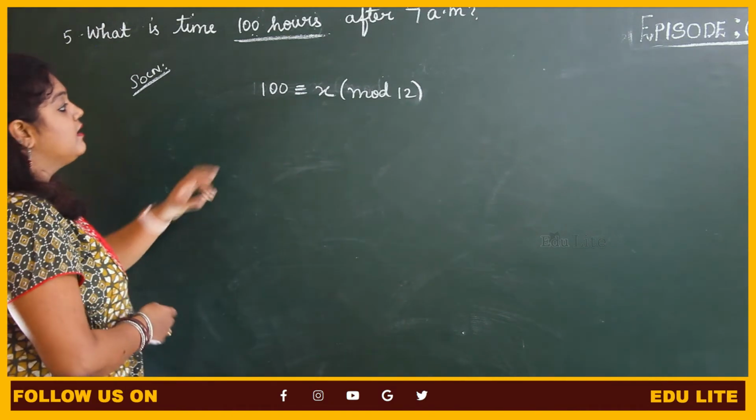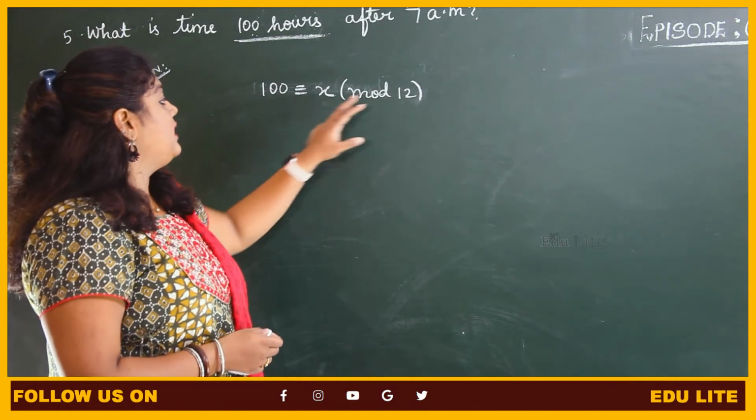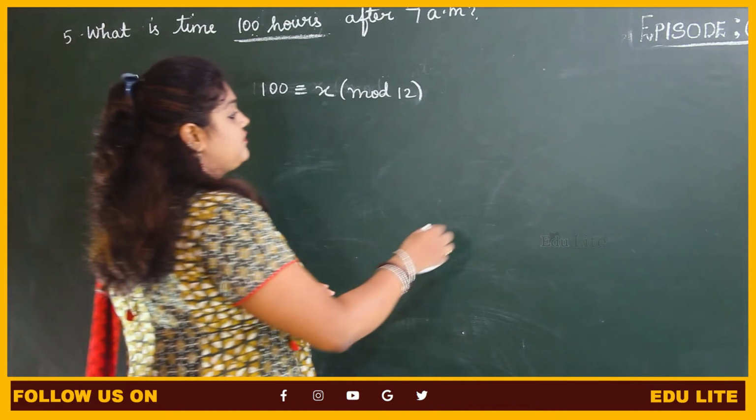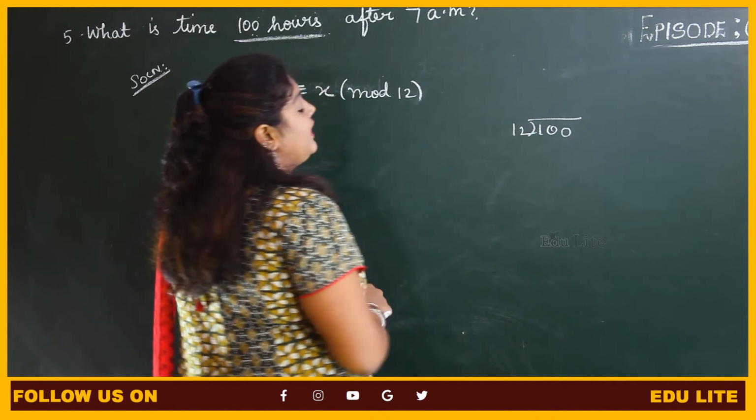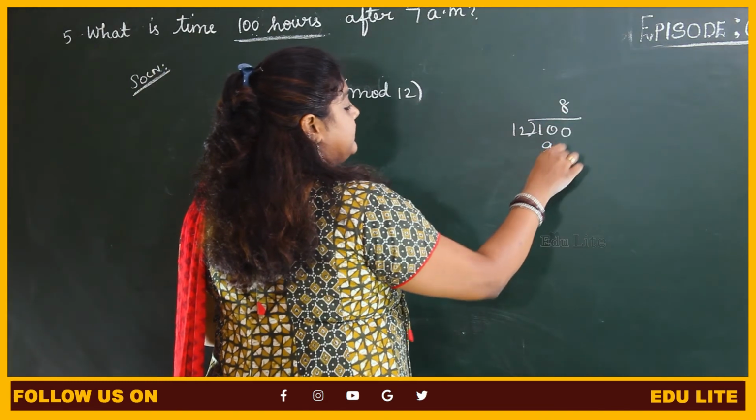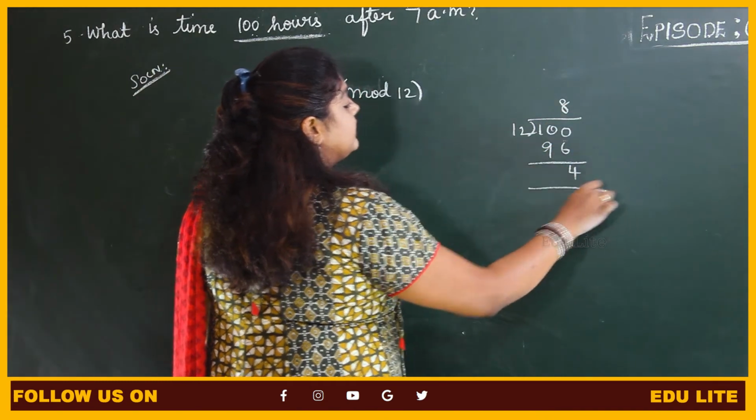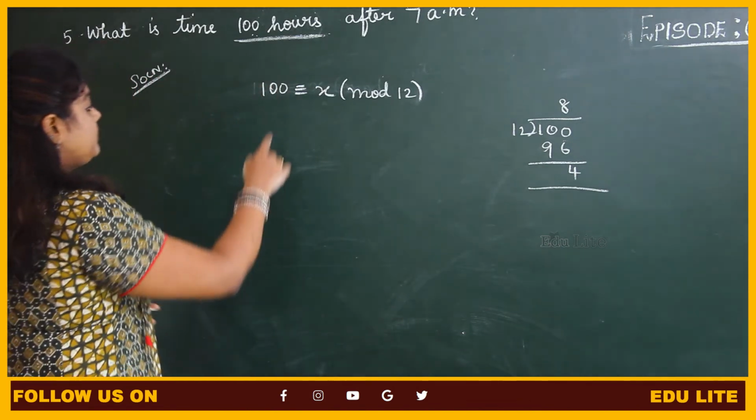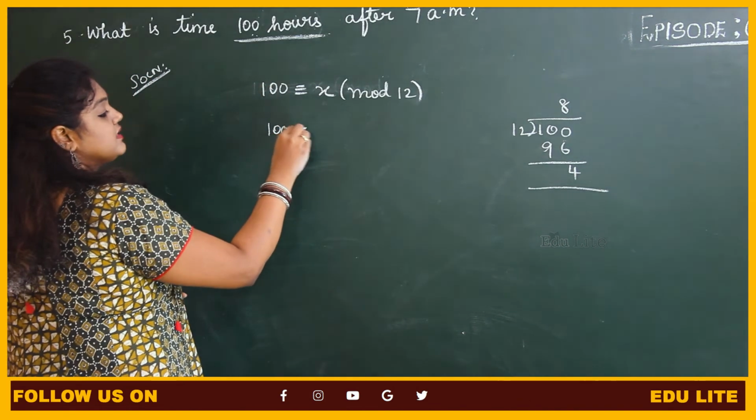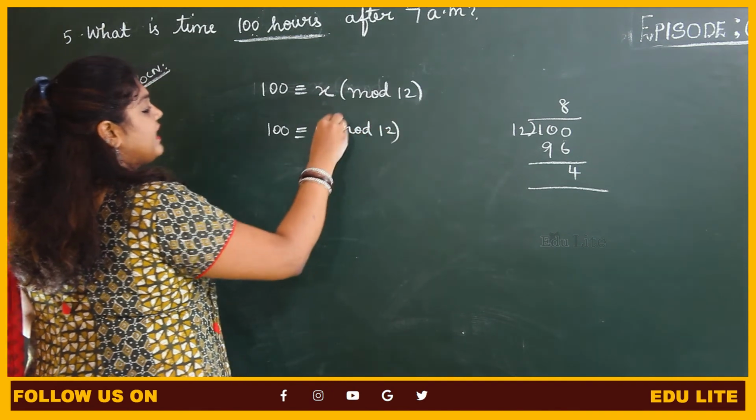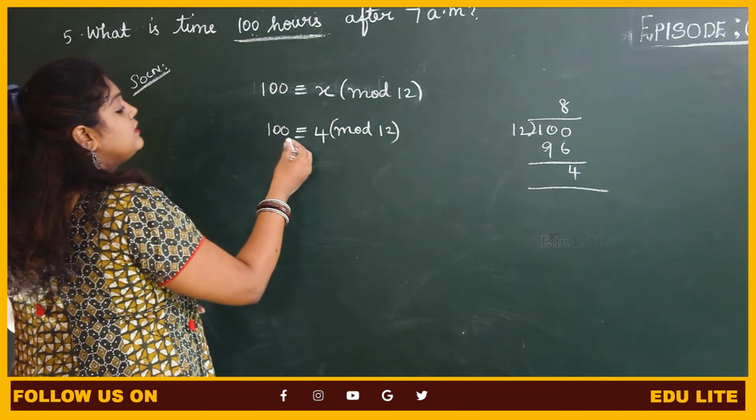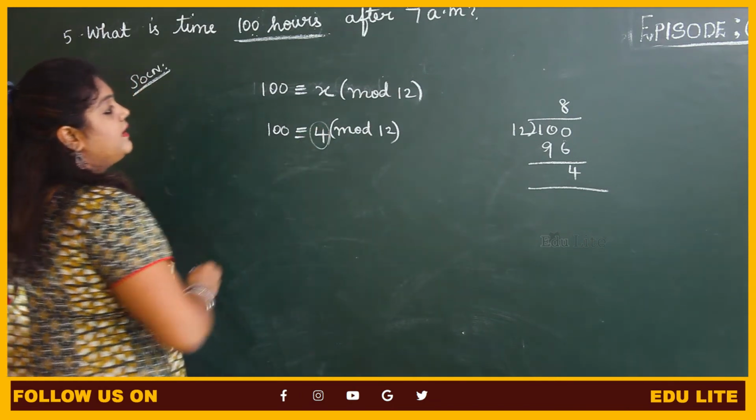What does this mean? 100 divided by 12, what is the remainder it leaves? Let us find 100 when it is divided by 12. 12 eights are 96, it leaves the remainder 4. So, this could be written as 100 is congruent to 4 mod 12. So, we have solved this 100 hours, and we got the remainder as 4.